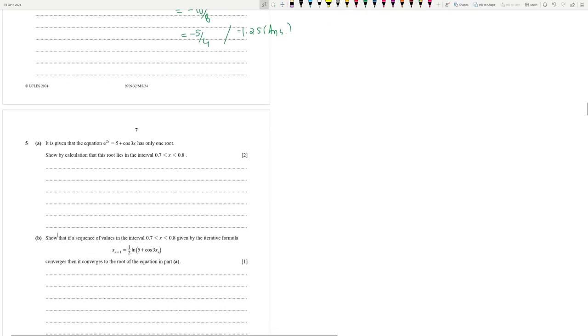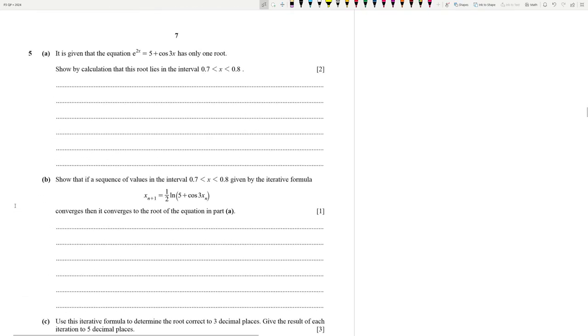Moving on to question 5. It is given that the equation e to the power twice x equals to 5 plus cos 3x. It has only one root. Show by calculation that this root lies between these coordinates. Okay, let's form a function first by bringing everything to one side. So I'm going to apply 0.7 once and I'm going to apply 0.8 the other time. Let's do this. Okay. Make sure your calculator is in radians.